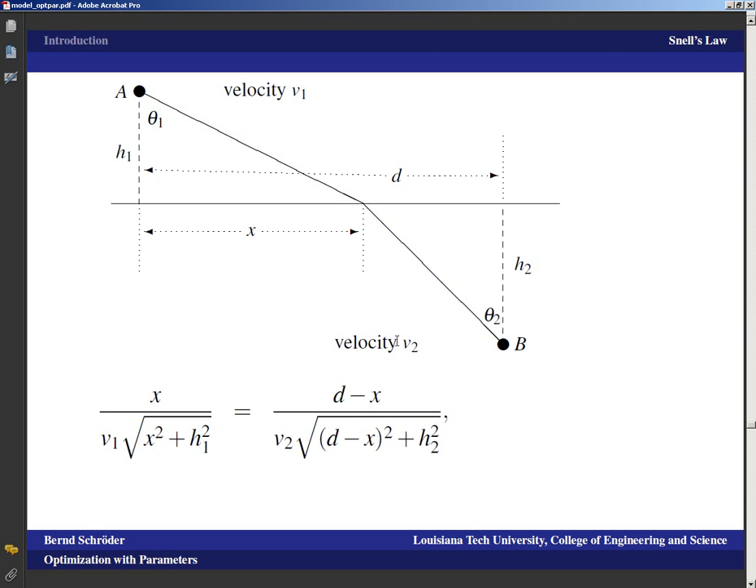And then we're not really that interested in the x. We're interested in that angle, right? And we realize that the sine of θ1 is opposite over hypotenuse, which is x over square root x squared plus h1 squared, which is right here. And the sine of θ2 is opposite over hypotenuse, which is d minus x over square root d minus x quantity squared plus h2 squared. Now that is something that I was able to disclose fairly quickly here, and here's the equation.